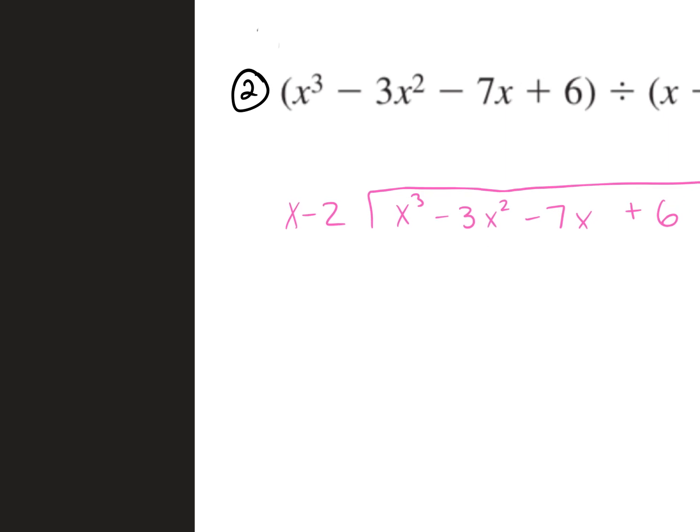I'm going to write the steps again. First step is what? Divide. What's the second step? Multiply. Third step, change the sign and combine. And the fourth step, repeat.